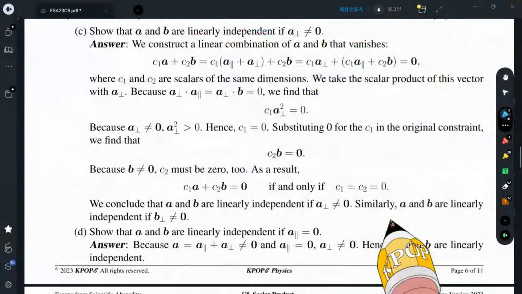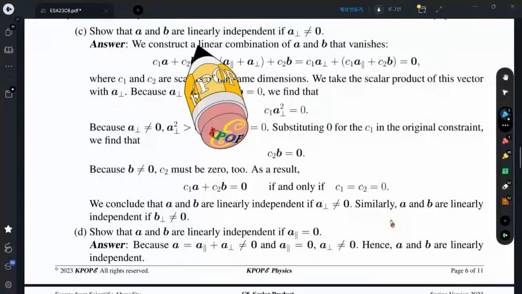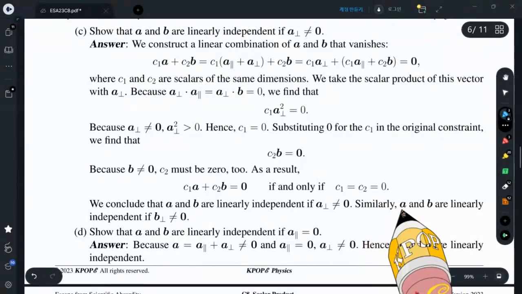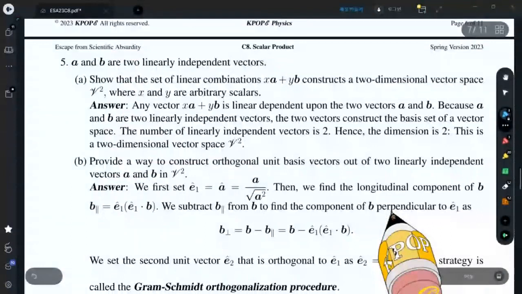Next, A and B are linearly independent. Oh, by the way, we have only 5 minutes, so let me pass. It is a repetition of a previous one.